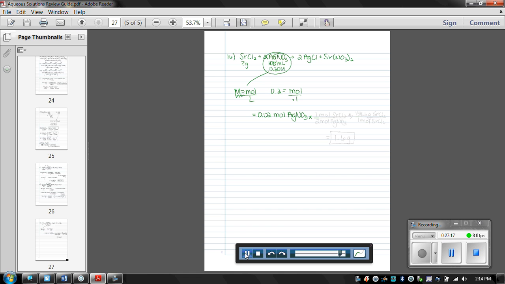And then I can convert from moles of AgNO3 into moles of SrCl2. Oh, you know what? Let's do another conversion because we don't want moles of SrCl2. We want grams. So I can just add it on there, tack it on. Molar mass is 158.6 for every 1 mole. And I'm going to round my final answer to 2 sig figs, so I get 1.6 grams.